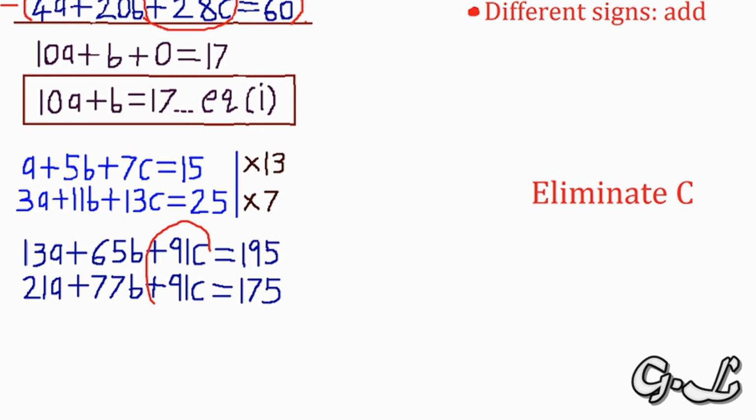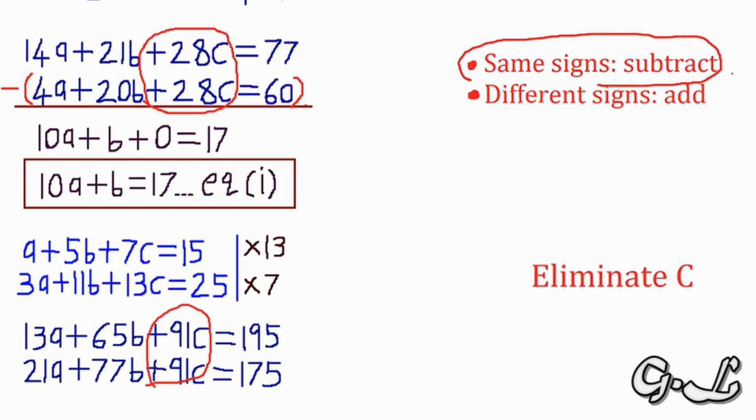But in a case where we have different numbers, maybe in the top equation we have 91, and then in the second equation we have 81c, we can't easily eliminate that one. So make sure that you have the same numbers after you multiply. In such a case, we can eliminate those.